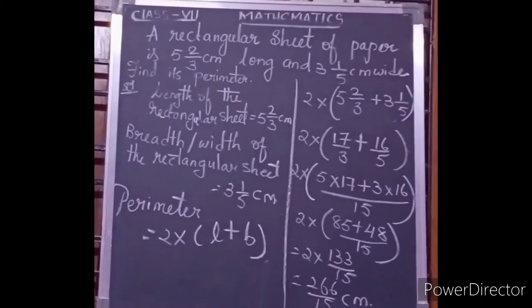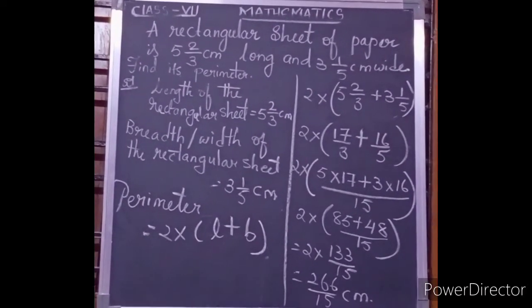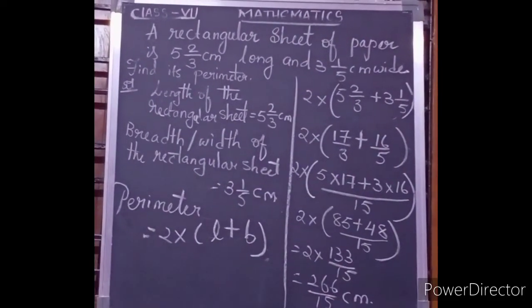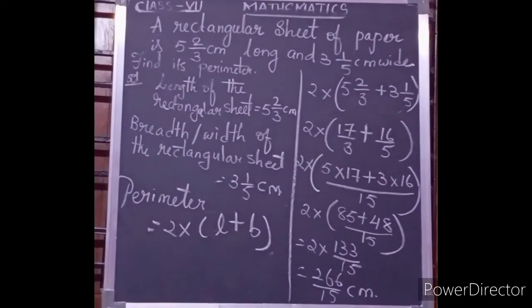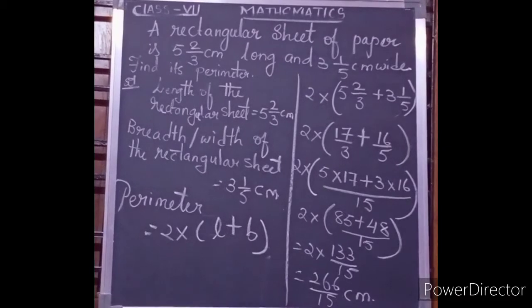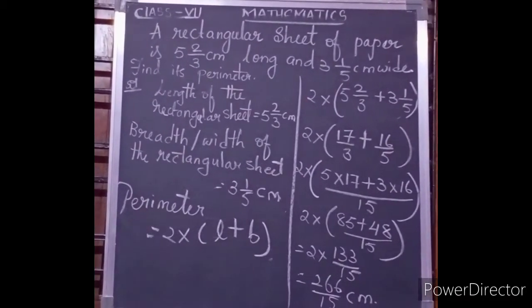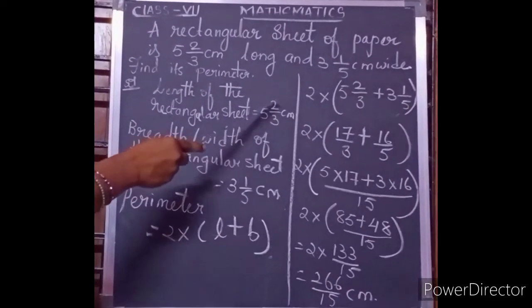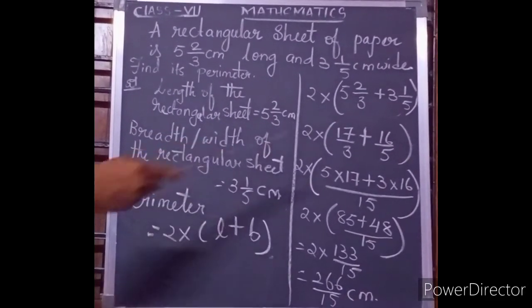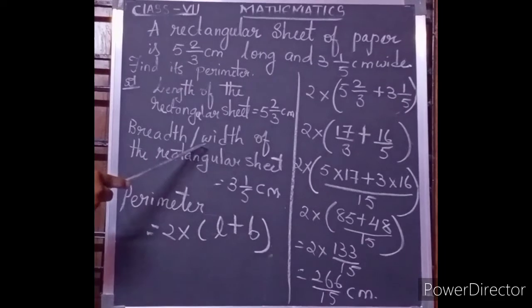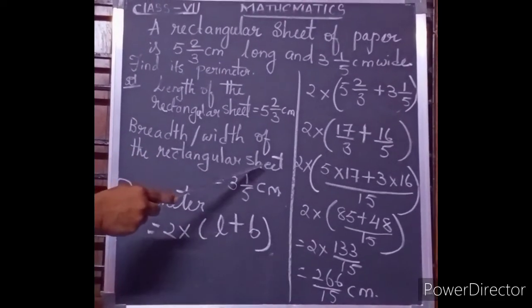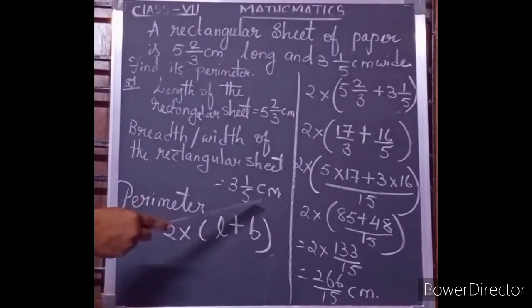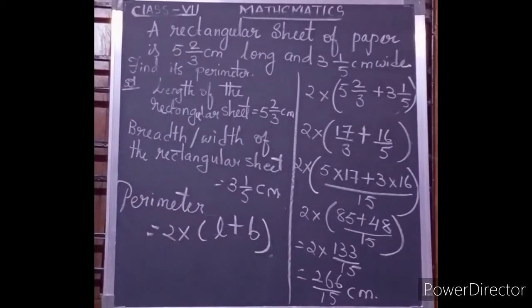In earlier classes you learned about areas and perimeters. What is the area of a rectangle, children? Length into breadth. What is the perimeter of a rectangle? 2 into length plus breadth. Now what is the length of the rectangular sheet? 5 2 by 3 centimeters. Now the breadth, or width, of the rectangular sheet is 3 1 by 5 centimeters.